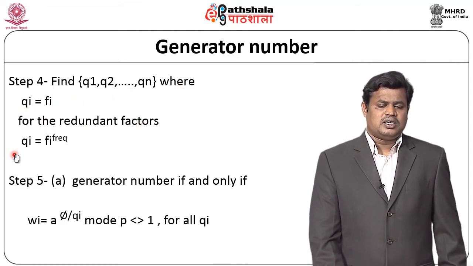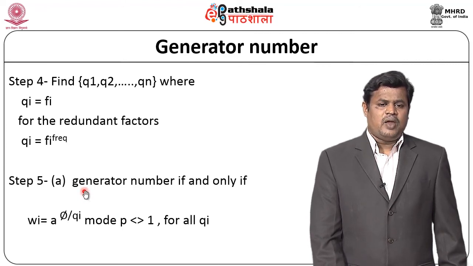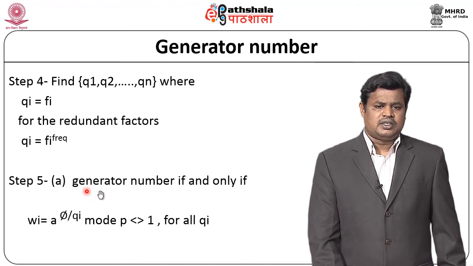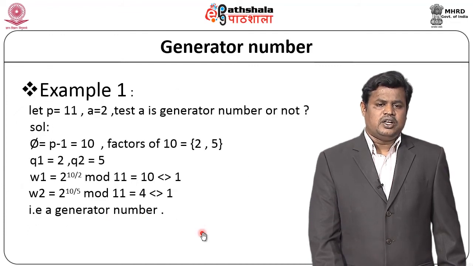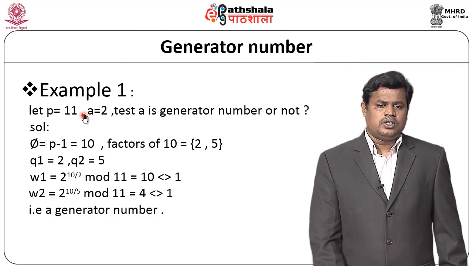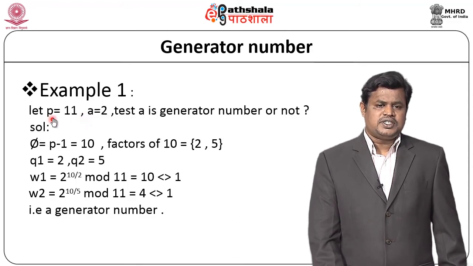Then we identify qi equal to fi for the frequent factors, which can be used for generating. So we say that a particular number is a generator if and only if wi, equal to a power phi divided by qi mod p, is not equal to 1 for all qi. Now let us look into this particular example. According to the steps given here, first I need to choose the prime number p.